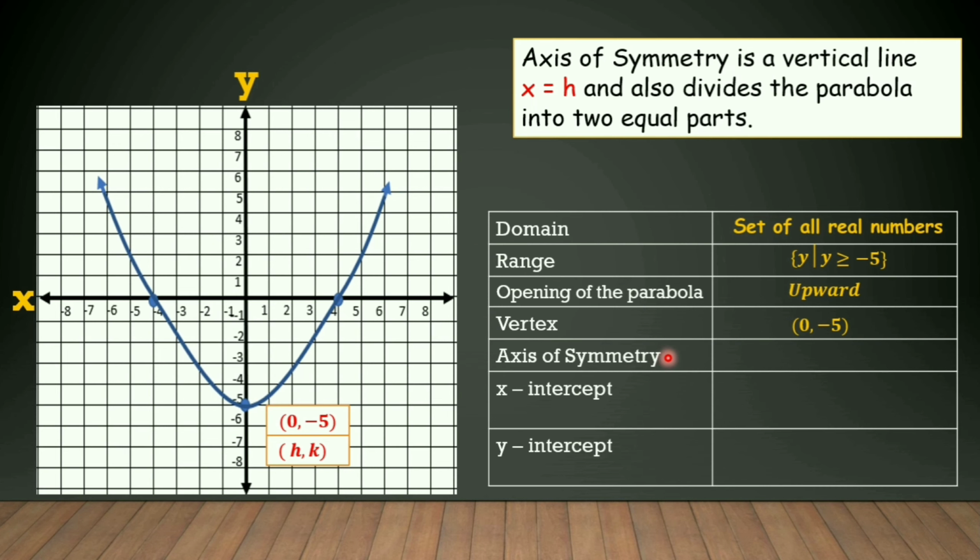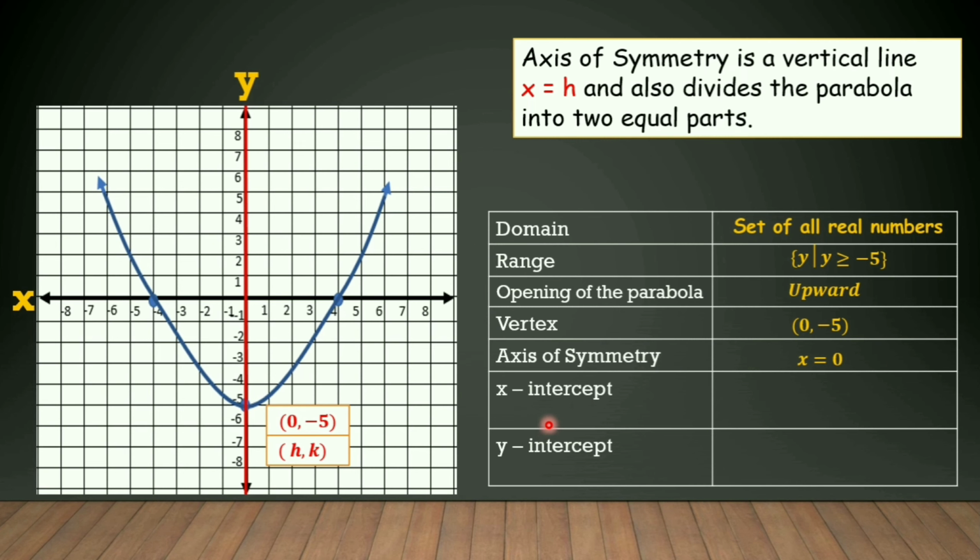Next is the axis of symmetry. Axis of symmetry is a vertical line x equals h and also divides the parabola into two equal parts. So, to divide this parabola into two equal parts, we have to draw a vertical line like this. Okay, so our axis of symmetry is x equals h. So, ano yung h natin? So, anong h natin dito? That is 0. So, therefore, our axis of symmetry is x = 0.